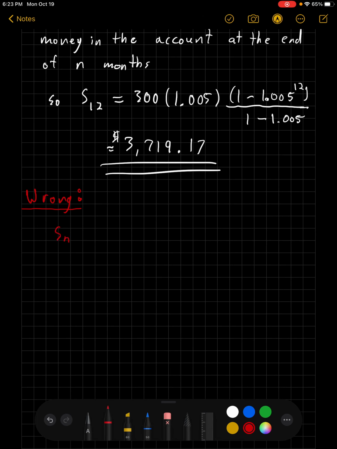So I'm going to let Sn equal the amount of money at the beginning of the month. Okay, and then what does that do? Well, then S1 is equal to 300.